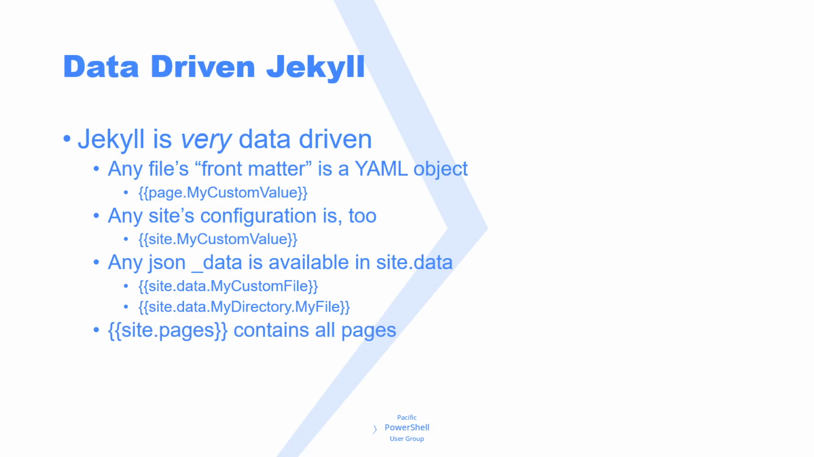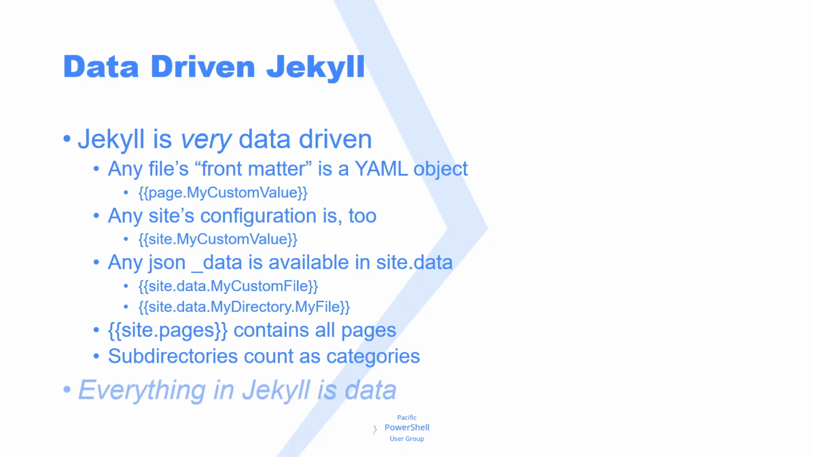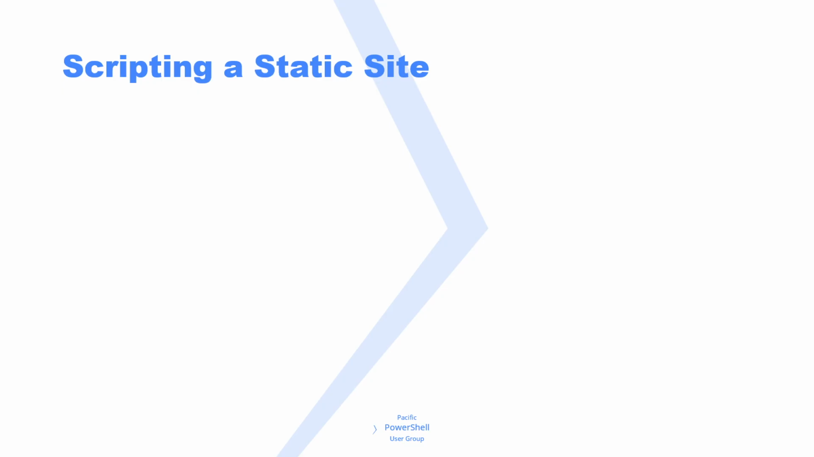To make things even nicer, you have site.pages, which contains all pages, and subdirectories count as categories. So if you just make a directory in your Jekyll site and you call it foo, its category is foo. Moral of the story is everything in Jekyll is data. And I think this is basically the furthest I've ever got through a talk without really being purely PowerShell centric. So let's talk about scripting a static site.